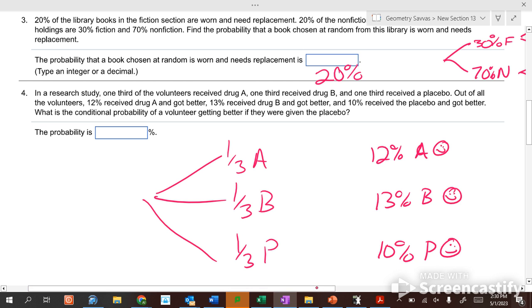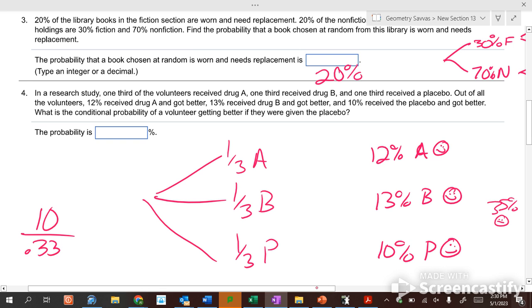So we know that like 35% of the people got better. That means 65% of the people didn't really get better. Now, what's the probability of getting better if they were given the placebo? Well, given the placebo, out of everybody, 10% got better. But just given the placebo alone, 10% of the 33%, because 1/3 is 33%. So if you take 0.10 divided by 0.33, I think it's what, 30%? So 30%. See, this is a percent. So should you put 0.3 there? No, it's 30%. Okay. All right.